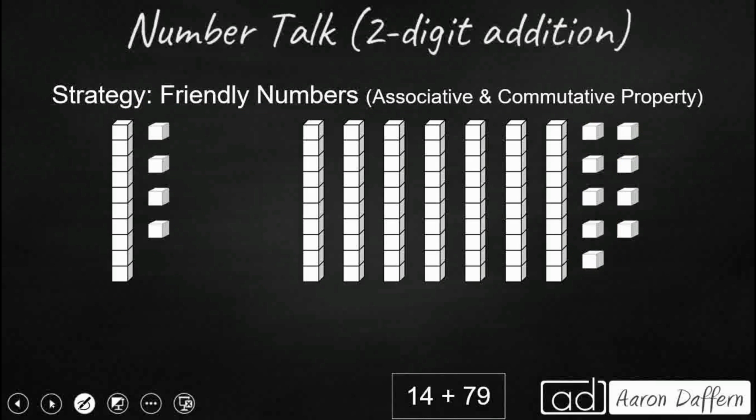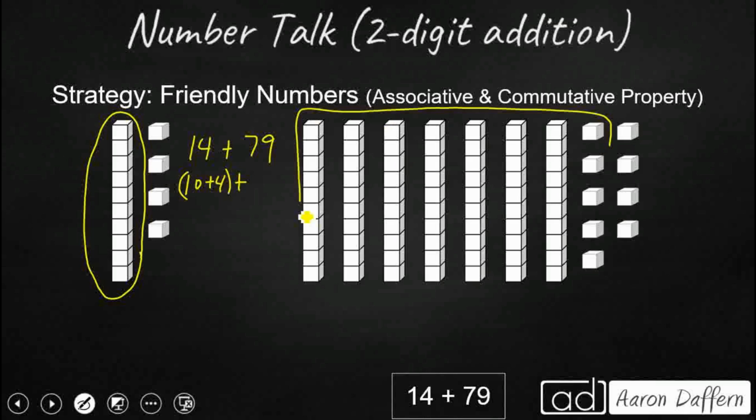We can also use friendly numbers. So friendly numbers takes our two addends and looks to see if there are easier numbers within them that we can add up mentally. So usually those friendly numbers end with a 0 or a 5. So I'm going to take a look at my 14, and I'm just going to reimagine it as a 10 and a 4, because that 10 is going to be super easy to add. At my 79, that's really close to 75, and 75 is going to be easy to add. So I'm just going to do 75, and then there's the 4 left over.